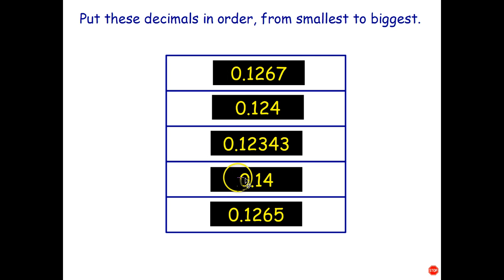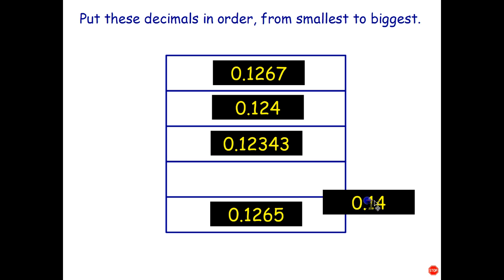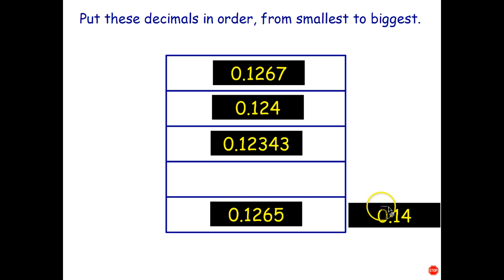Well, comparing the whole numbers, they're all zeros, so that doesn't help. Let's look at the tenths. Well, that's 1/10, 1/10, 1/10, 1/10, 1/10. That doesn't help. Now we have to go to the hundredths. 2 hundredths, 2 hundredths, 2 hundredths, 4 hundredths, 2 hundredths. Well, that's going to be the largest. The whole numbers and the tenths are the same, but the hundredths is the largest.